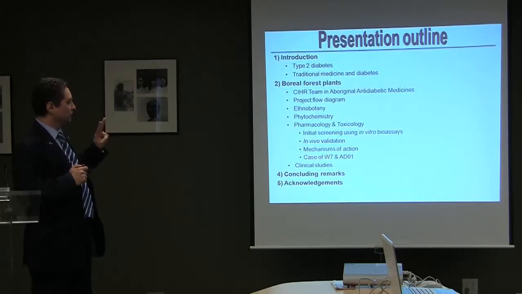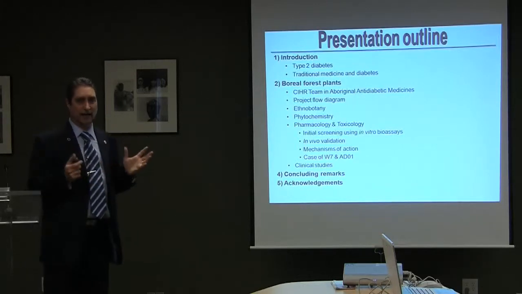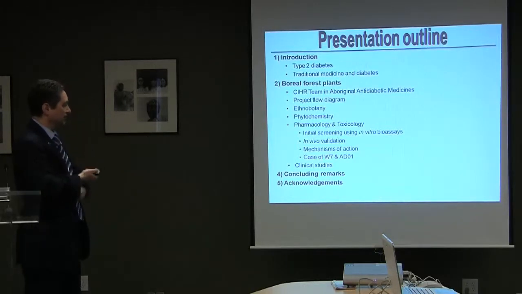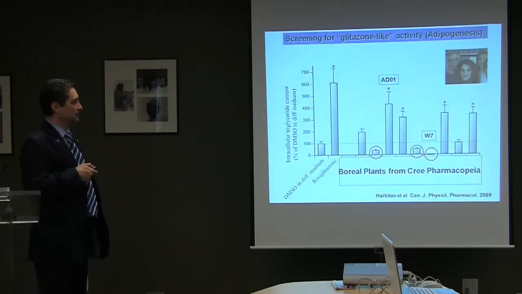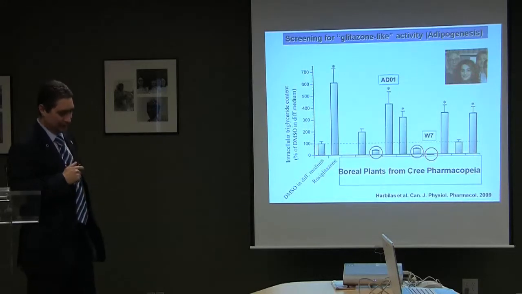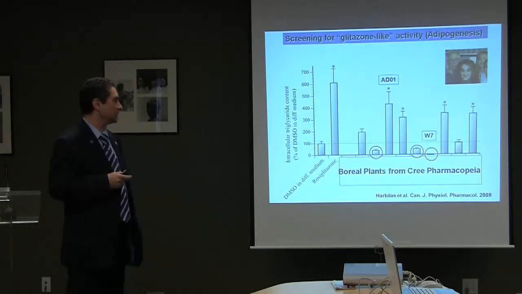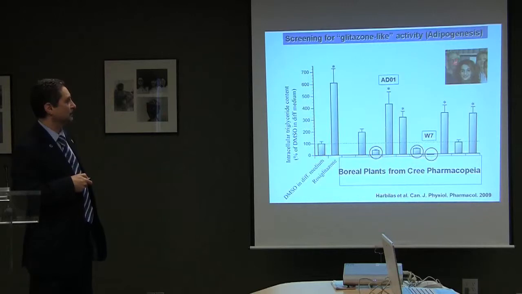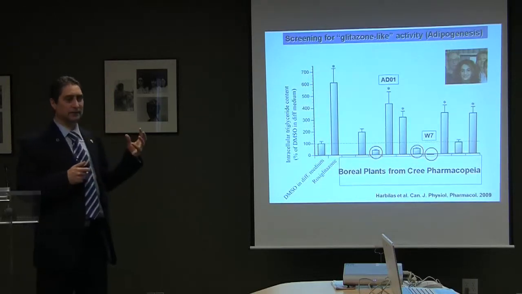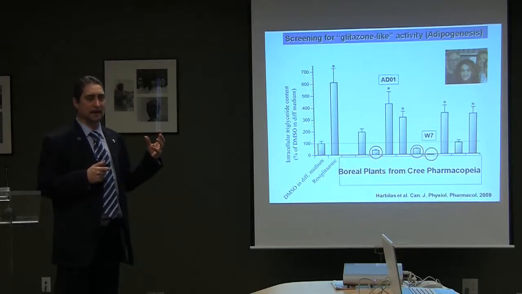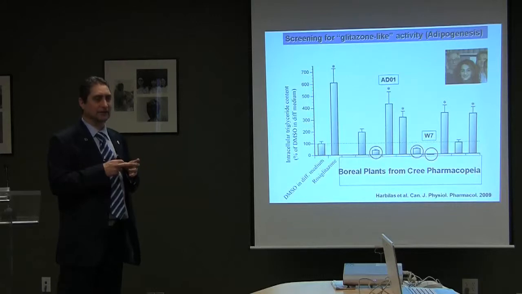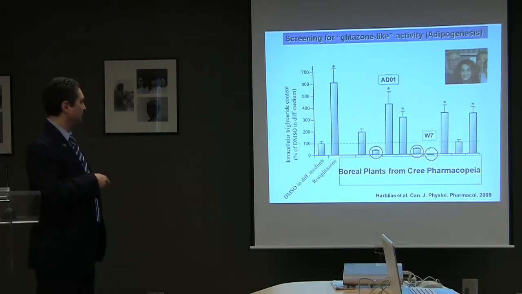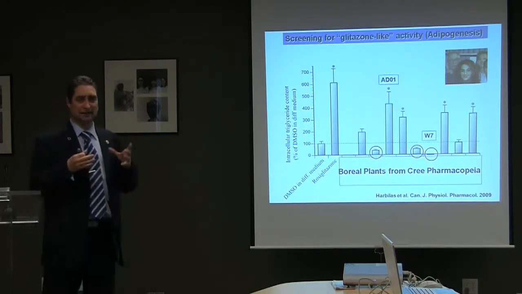I want to finish with 2 case studies of animal studies with 2 of the plants. One is called W7, the other AD01. This is done by Despina Harbilas, a graduate student in my lab, with Antoine and Diane, 2 technicians. And one of the tests, remember I told you that we can look at fat cells and how they develop in a Petri dish. So what we're measuring here is how much fat is in the cells.